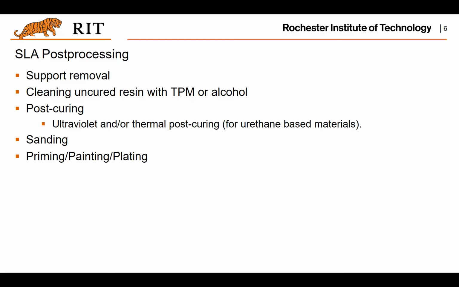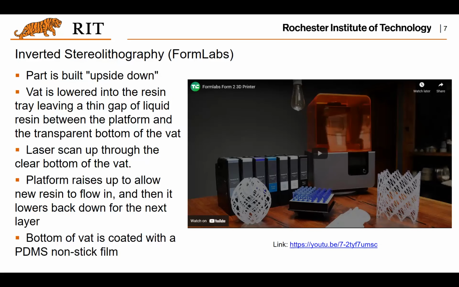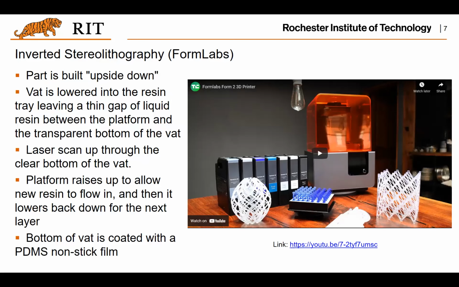Let's move on. As you can see here, for the 3D Systems process, the model is built from top towards down. Also, there are some parts built upside down in other processes, also stereolithography. We call such a process inverted stereolithography, and Formlabs utilizes such a process.